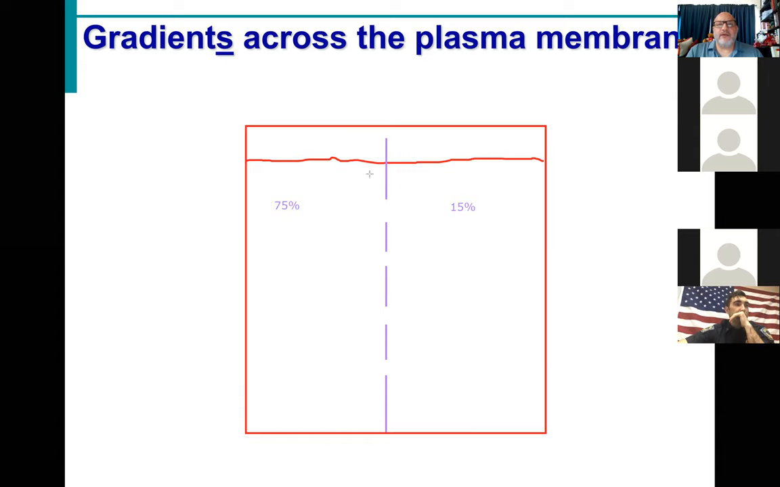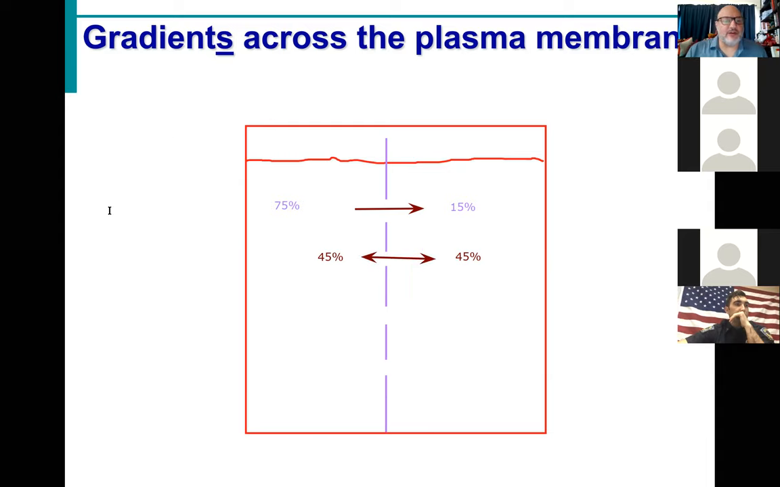Oops, there's my color. It would move from the left to the right, and it would continue to do so until it reached equilibrium. And what would equilibrium be again at this point? 40-40? No, I'm sorry, 45. There you go. 45% on this side and 45% on this side. And again, at that point, we would be at equilibrium.